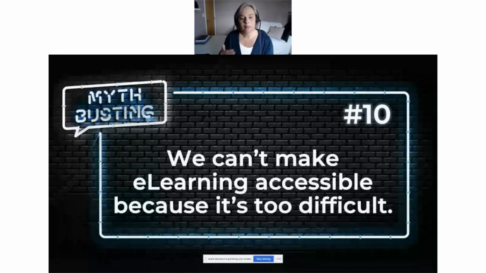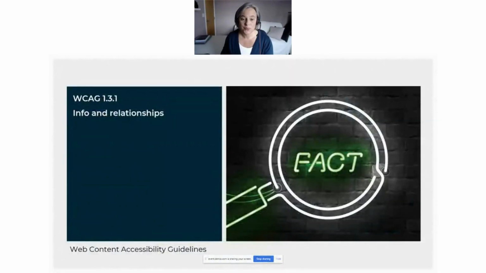But if you're talking about making your learning content accessible for legal regulations, and as we mentioned, that's most often WCAG 2.1 level A and AA, then I would have to agree that this does often seem true. So just to look at one of the most notorious of the WCAG success criteria, it's called WCAG 1.3.1, and it's labeled info and relationships, and I think it's a good demonstration of why people do think that accessibility is very difficult.